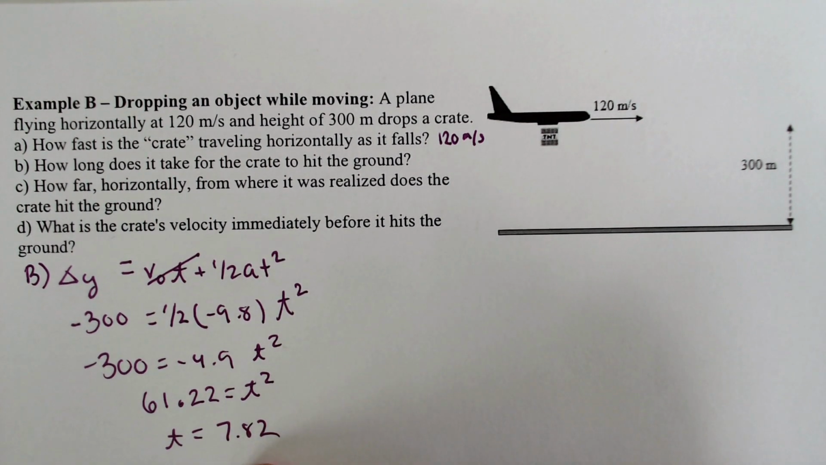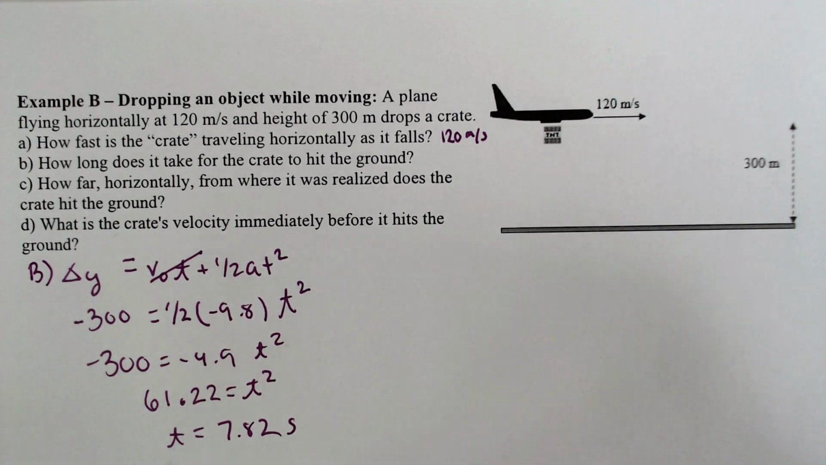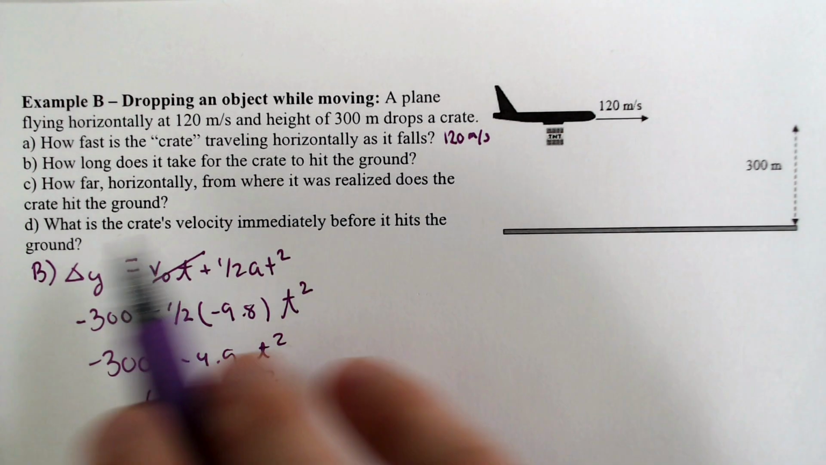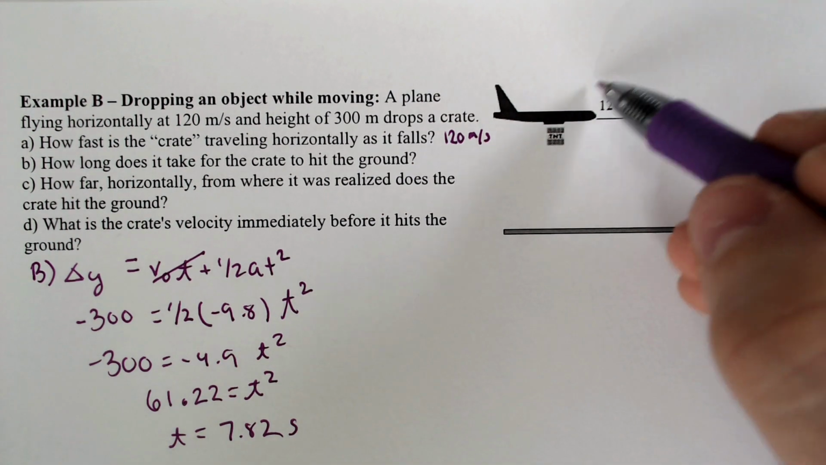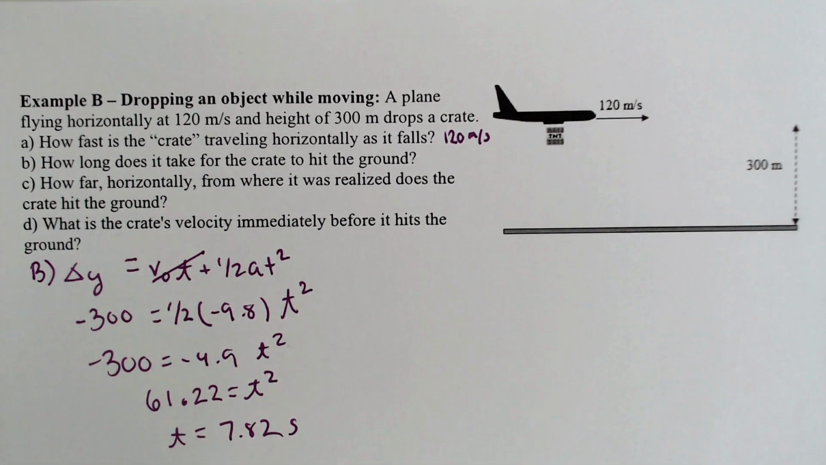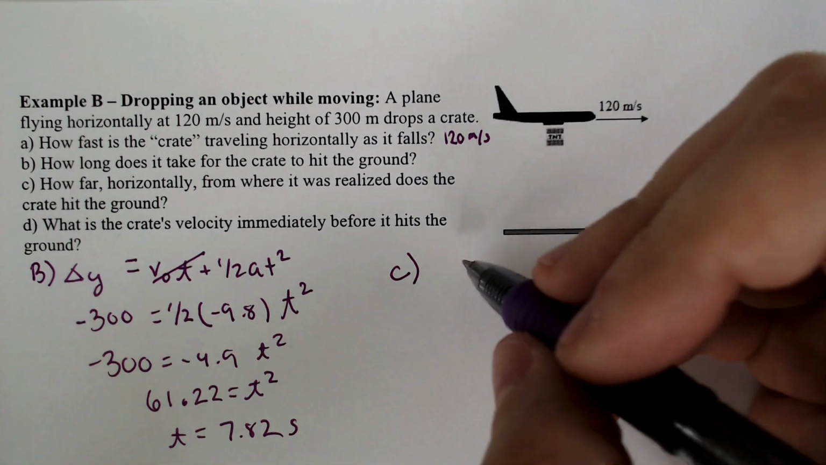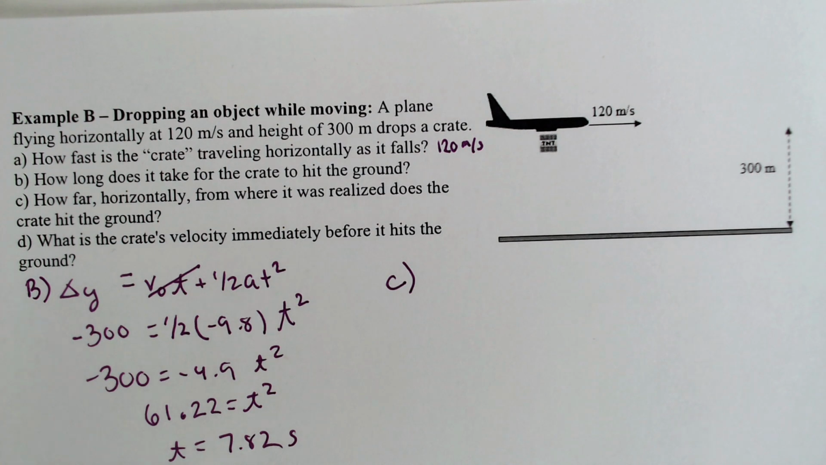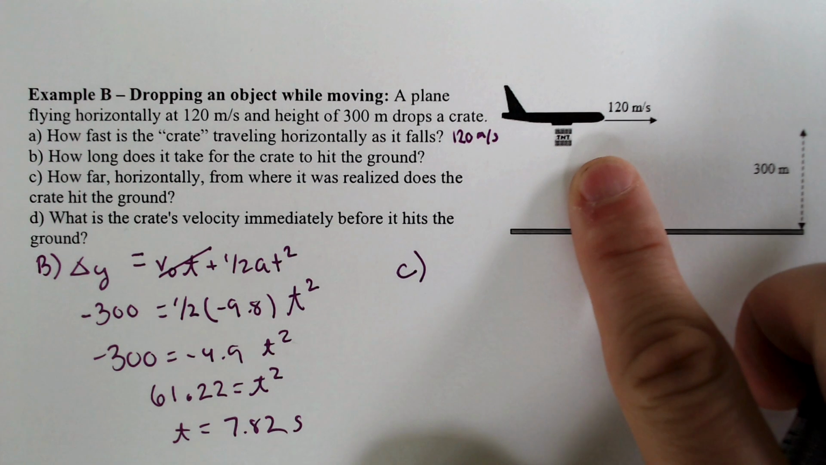If we didn't know the time it hit the ground, then we probably wouldn't be able to do anything else. So how far horizontally from where it is released, or where it begins, does the crate hit the ground? Well, now that we know the time that it was in the air, during this entire time the 120 meters per second never slows down. You have to assume that air resistance is negligible. So for part C, it is in the air for 7.82 seconds, and every second it is in the air, it is going to be moving at 120 meters per second.